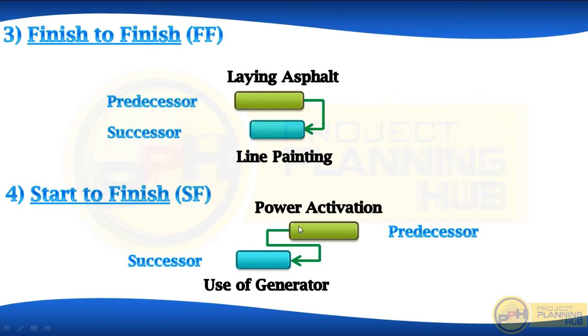Okay, so these are the four types of relationships. In projects, we mostly use FS, SS and FF. Out of these three, FS is the most used relationship type in projects, then SS and then FF. SF, start to finish relationship, this one we rarely use in projects.